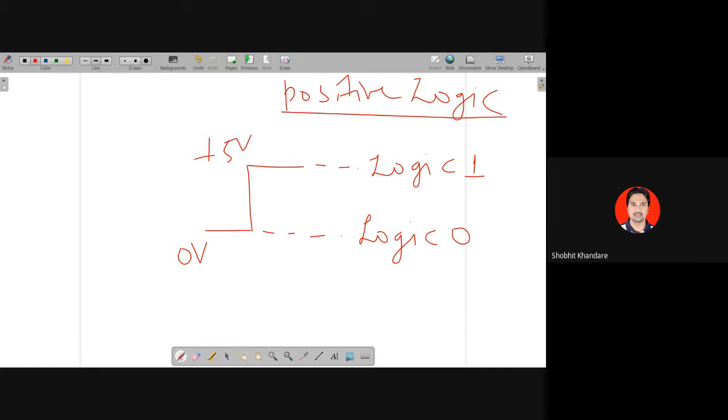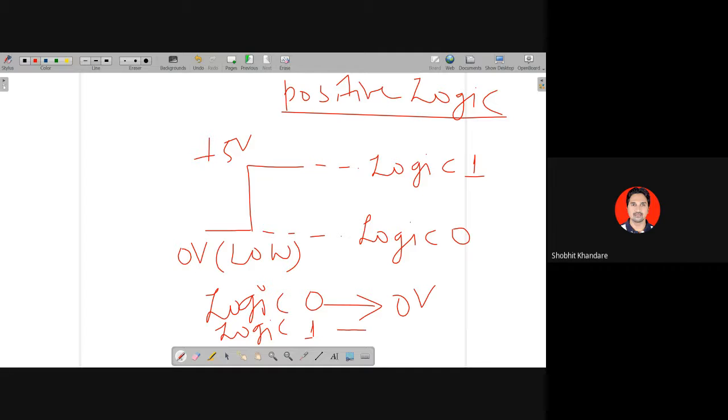Let me say it again. It is simple that logic 0 means low level. So 0 volt or low level, you can say either. In your positive logic, logic 0 is nothing but 0 voltage, and logic 1 represents plus 5 voltage. So 0 volt means low level and 5 volt is high level. Always remember, when I talk about positive logic, logic 0 means 0 volt, logic 1 means plus 5 volt.